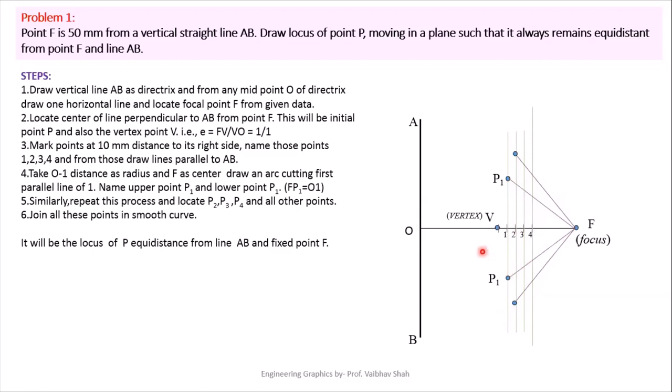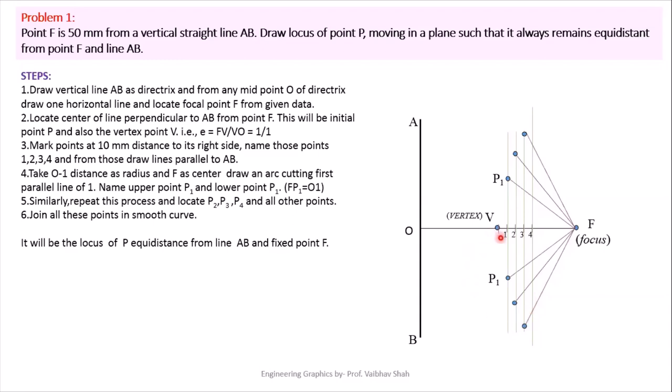Now once again for point 3, we'll take the dimension on your rounder O to 3, put your rounder at focal point F and try to cut this line 3 somewhere here and somewhere down here. After that, identify these points somewhere here and down here. So these points are nothing but your points on the third line. That means this must be your P3 point, and this is also called a P3 point.